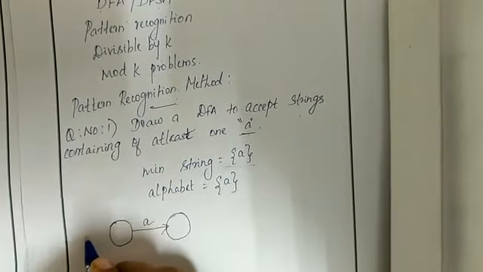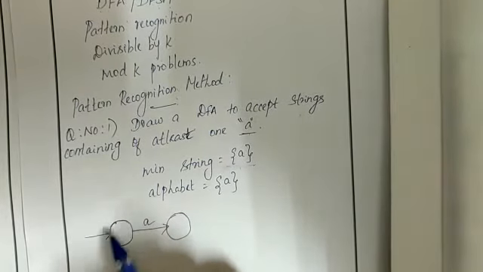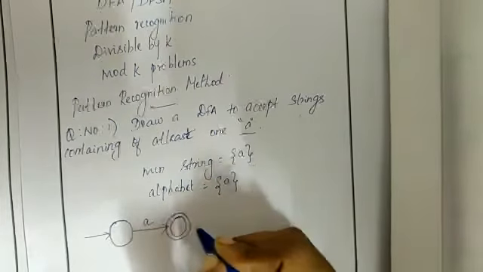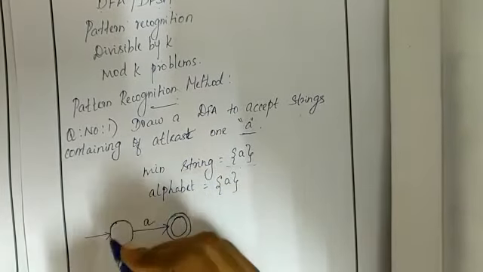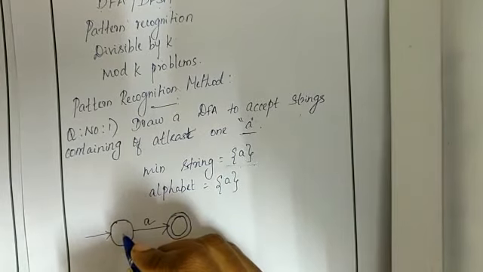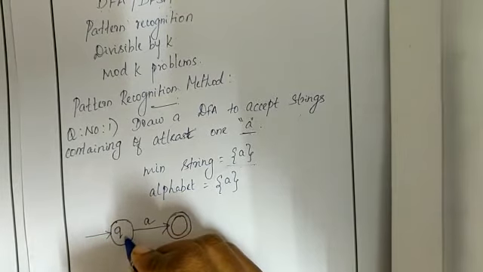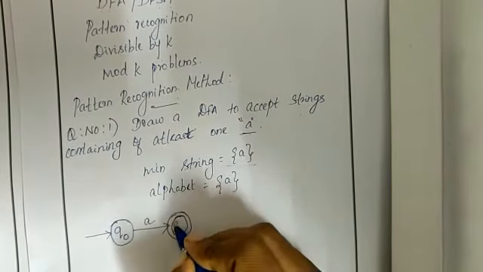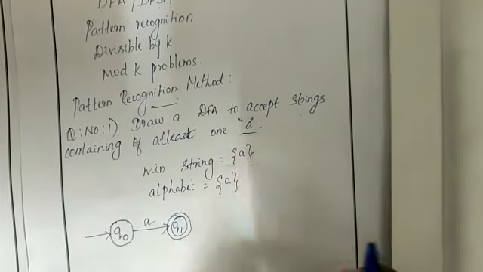So always represent the start state with an input arrow: a state with an input arrow is your start state. Final state is represented with a double circle. Now you have to name these states. While naming these states, you can start from Q0. That is, Q is the name you are giving and suffix you can give as 0. So the next state will be Q1. You will follow this ordering: Q0, Q1, Q2, Q3.